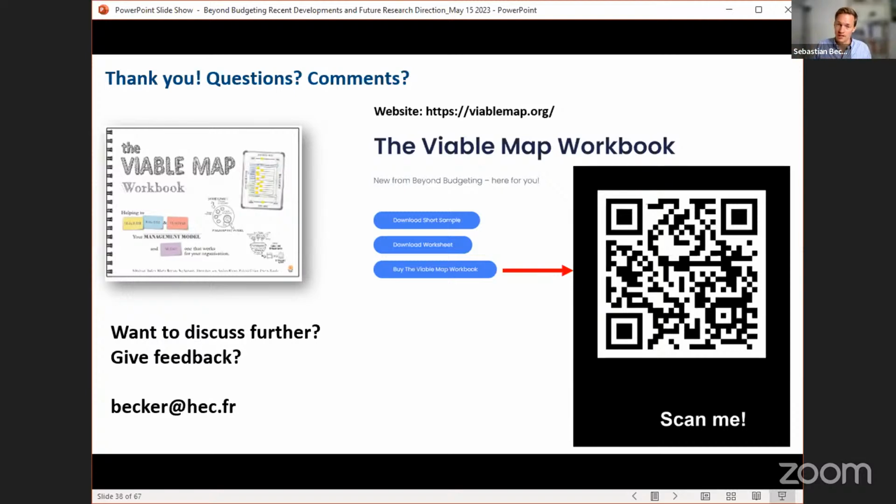So you can download this worksheet and then put post-its there and diagnose your own management model, maybe also diagnose a new one, right? So feel free to take a screenshot of this, or download this short sample.